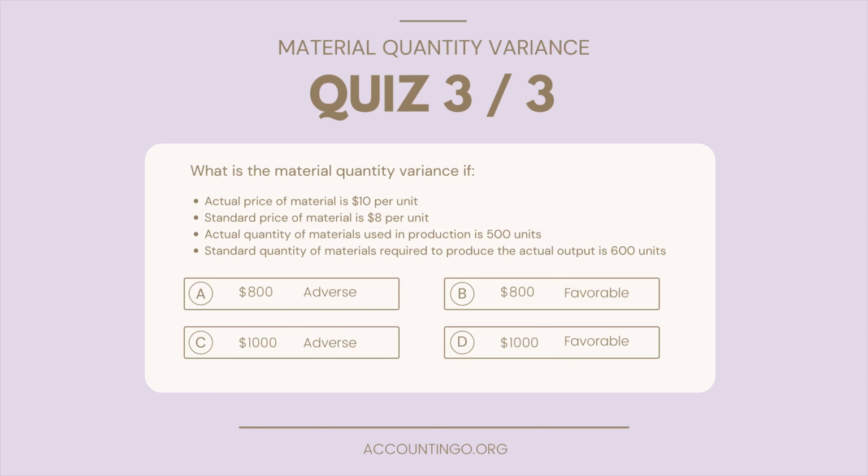Alright, the correct answer is B, $800 favorable. To calculate the variance, we needed to multiply the standard price, which is $8 per unit, by the difference between the actual quantity and the standard quantity, which is 100 units. The variance is favorable because the actual quantity of materials used is less than the standard quantity.